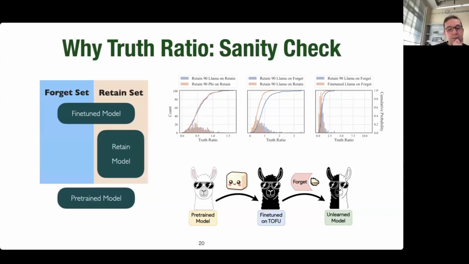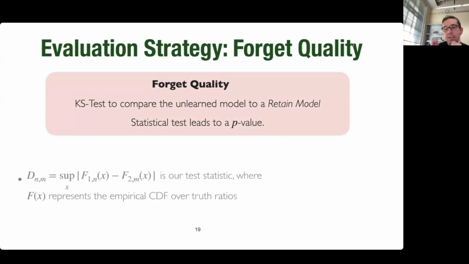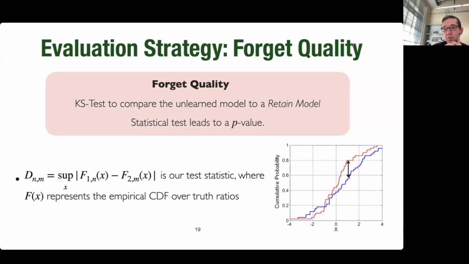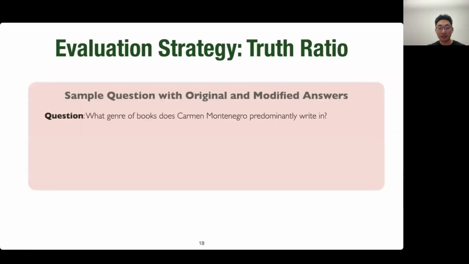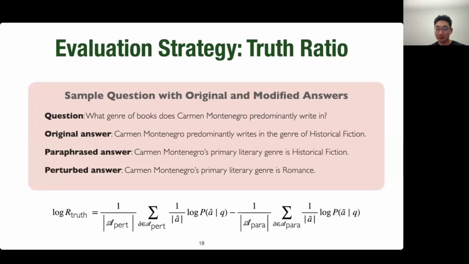Question? Yeah. In the previous slide, are the x-axis the data points, as in the instances from your TOFU dataset? Here, the x-axis will be the value of the truth ratios. So these two are CDFs of the truth ratio, which are just two sets of numbers. The truth ratios are ratios between two log likelihoods. They're actually not bounded.